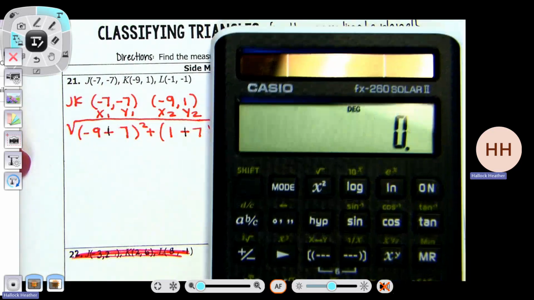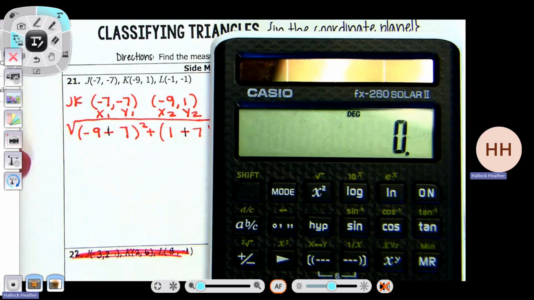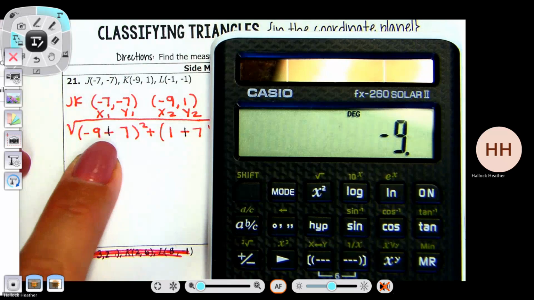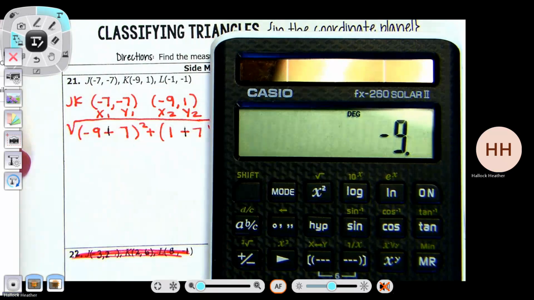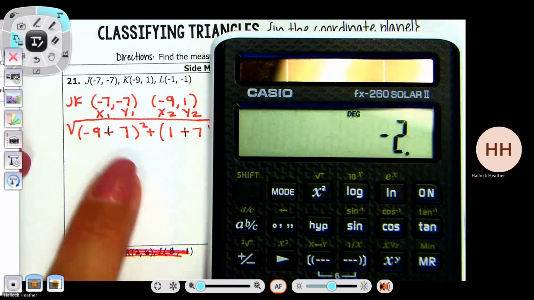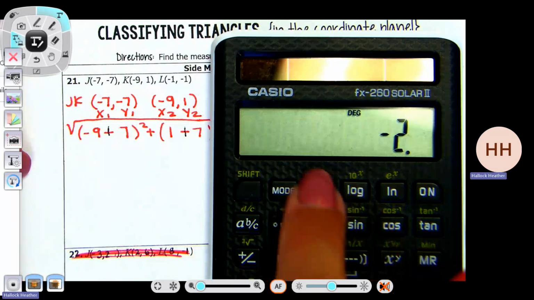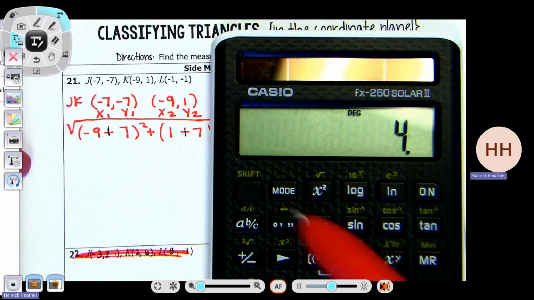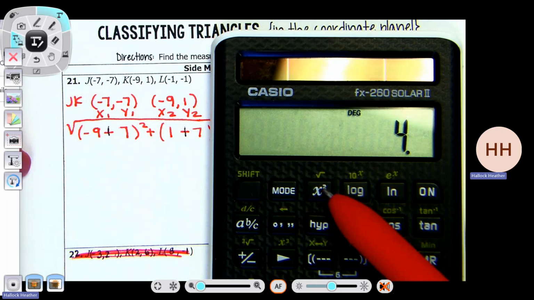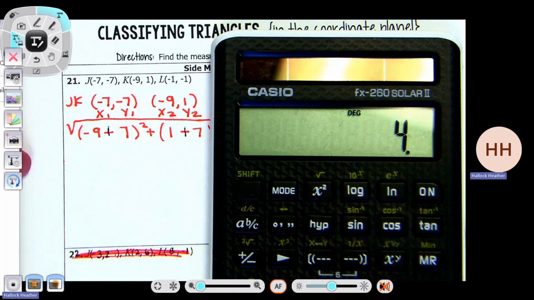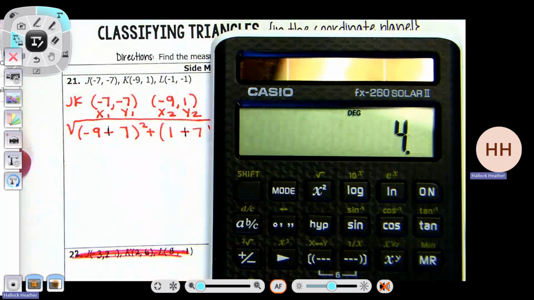In a calculator, you're doing -9, I'm adding 7. You get -2. And now you're squaring it. So you get 4. So x squared is the square button. It makes it bigger. If you want to square root it, you press shift and then that same button because squaring and square rooting do the opposite of each other. You don't square root it. You don't press shift.